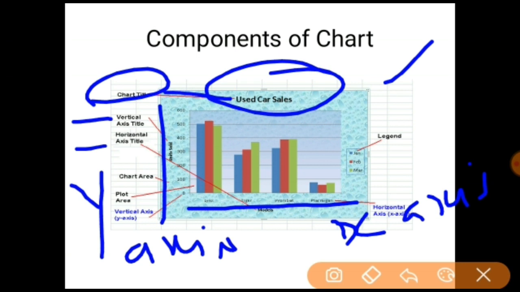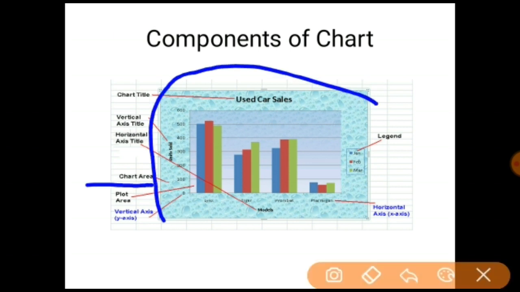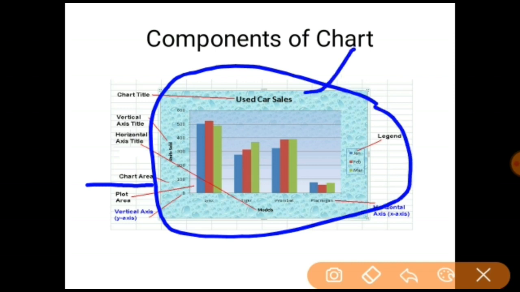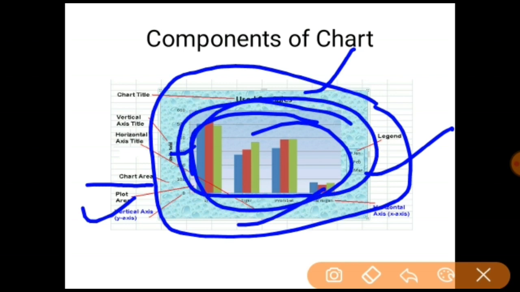Next, the chart area and the plot area. First of all, you all have to know what is the basic difference between chart area and plot area. Chart area means the total area that contains all the things like your chart title, your legends, your axis and your graph values. That is known as chart area. But the plot area means the area where only the values of your axis are included, right? So this is the basic difference between chart area and plot area.